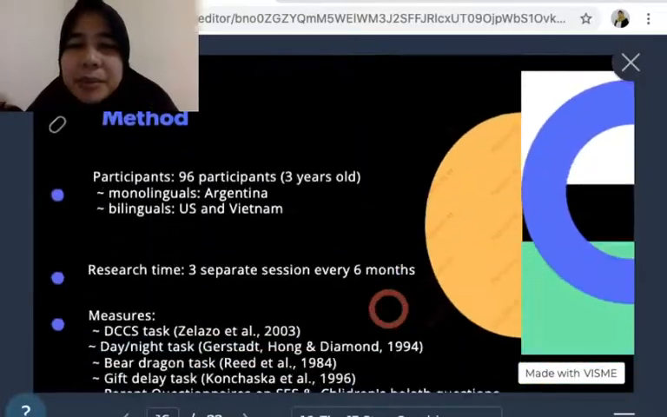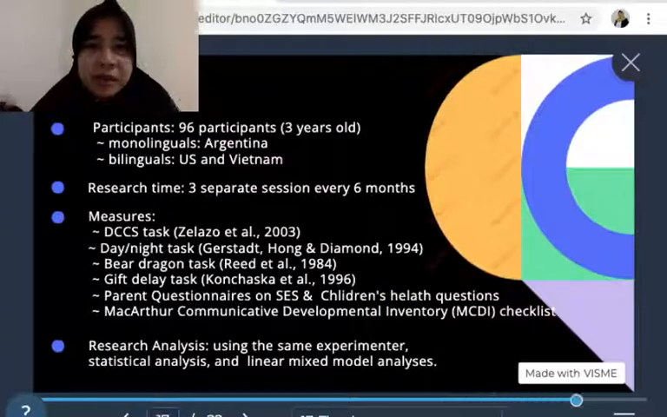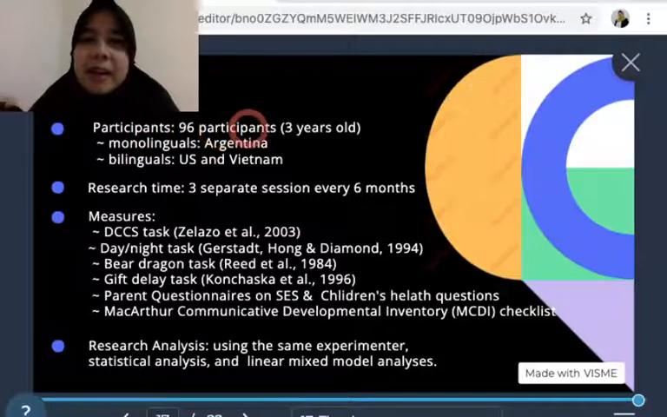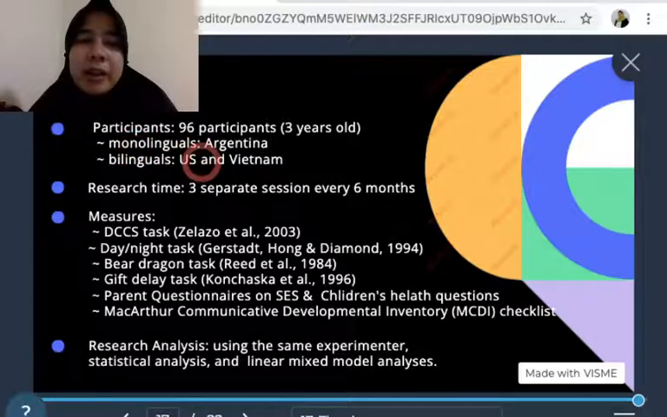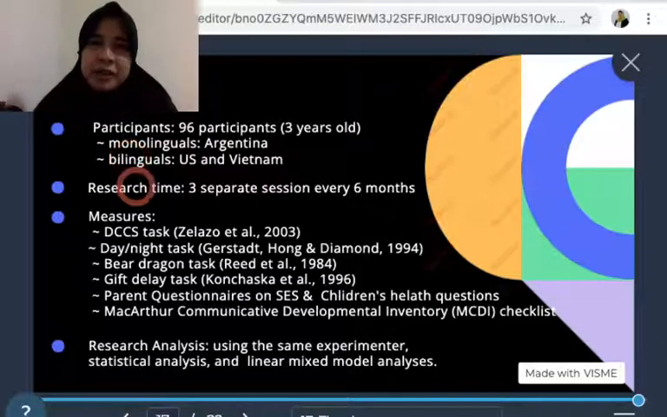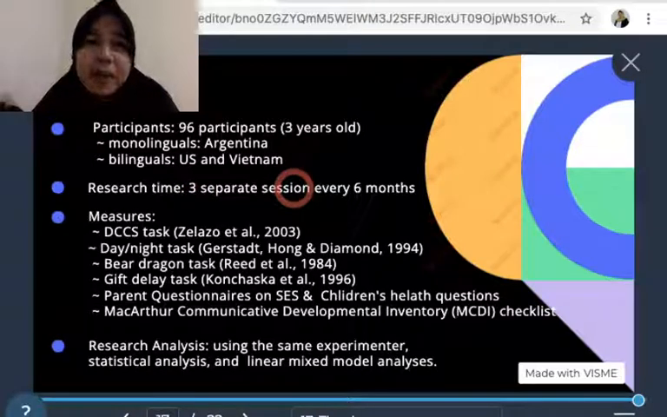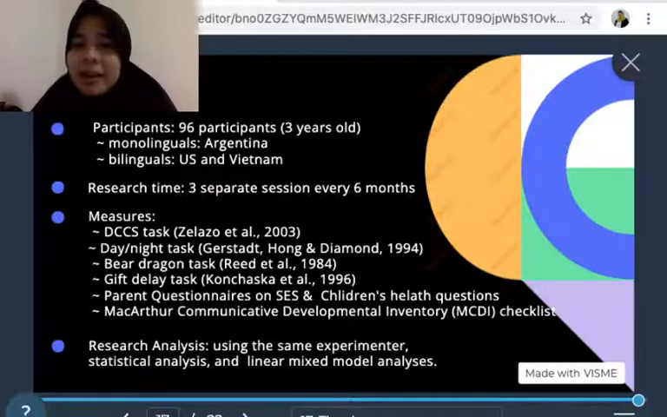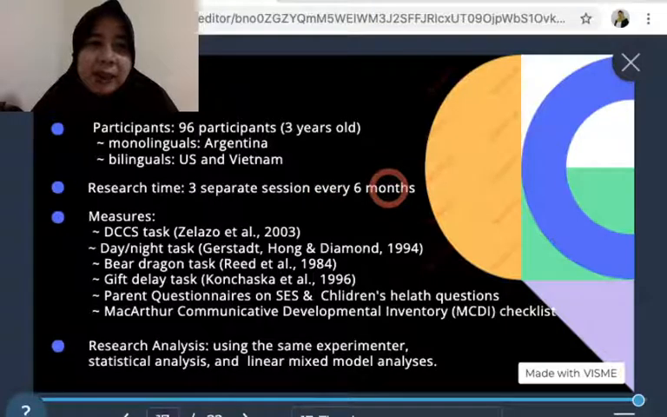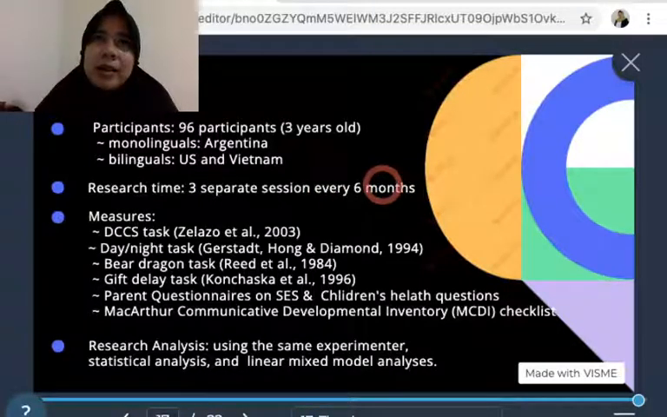Now let's move on to the method of the research. First, the participants: there were 96 participants, with an average age of 3 years old. The participants were both monolinguals and bilinguals, but in Argentina, the participants were only monolinguals. On the other hand, in the US and Vietnam, the participants were both bilinguals and monolinguals. The research took 3 separate sessions, every 6 months. Every country had the same experimenter, so it took several times to have each country done, and that is why every session takes 6 months. It took 1 year and 8 months to complete.